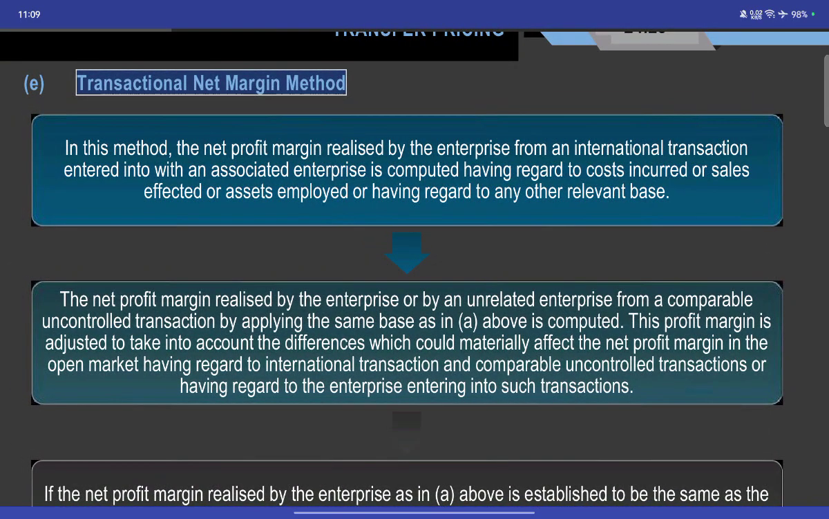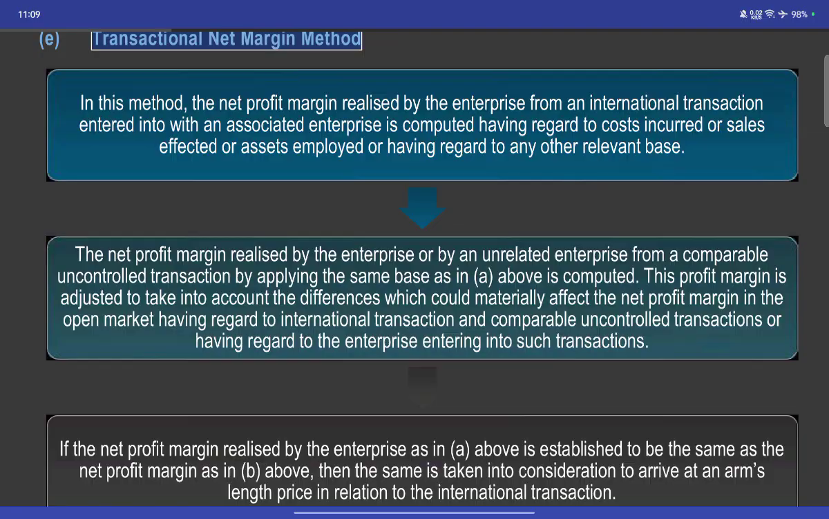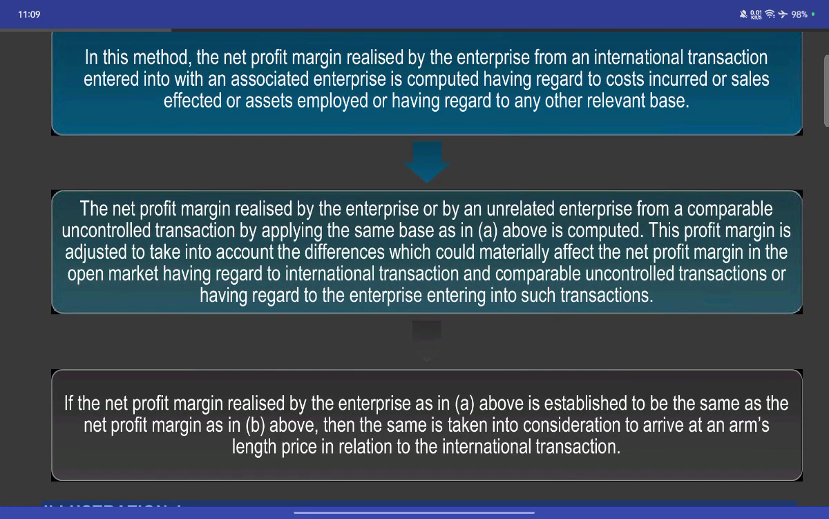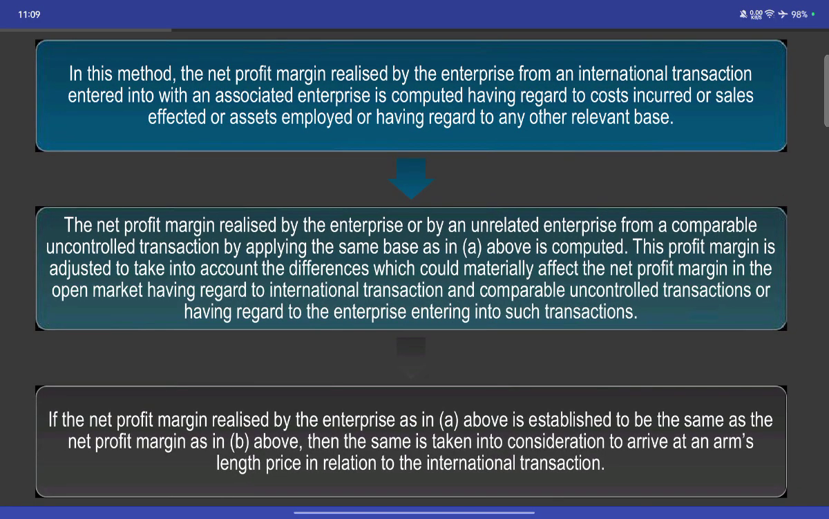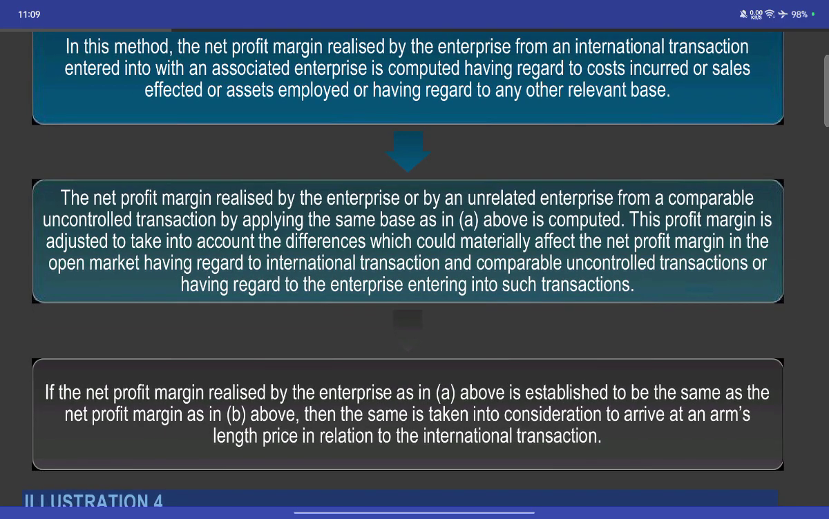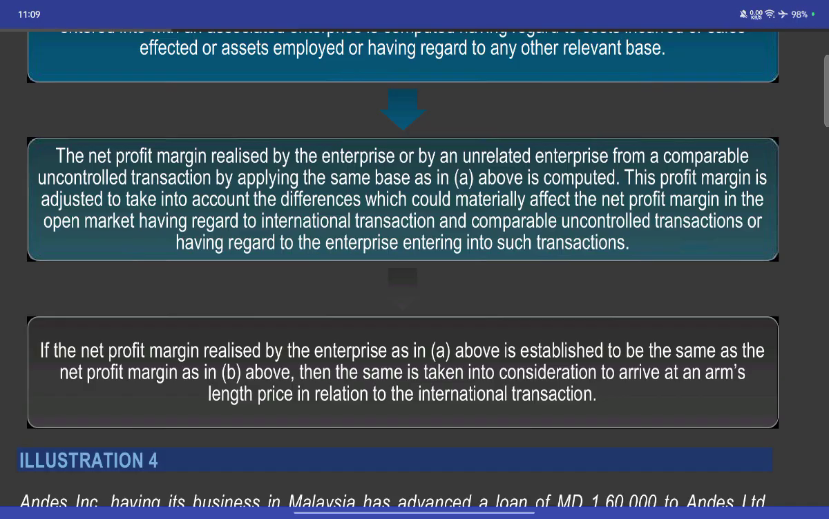Transactional net margin method. In this method, the net profit margin realized by the enterprise from an international transaction entered into with an associated enterprise is computed having regard to the cost incurred, sales effected or assets employed, or having regard to any other relevant base. The net profit margin realized by the enterprise or by an unrelated enterprise from a comparable uncontrolled transaction is computed by applying the same base as above.